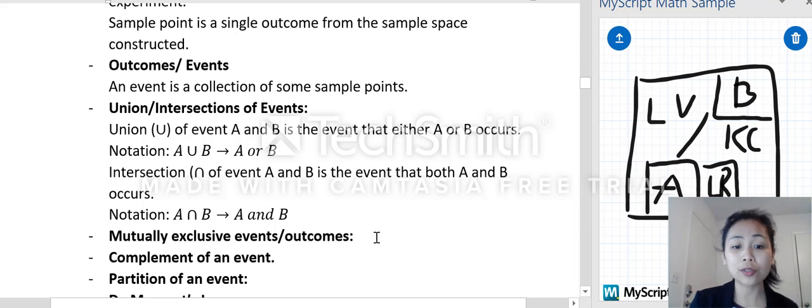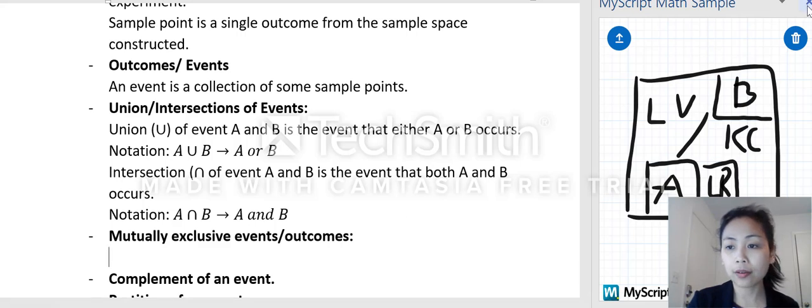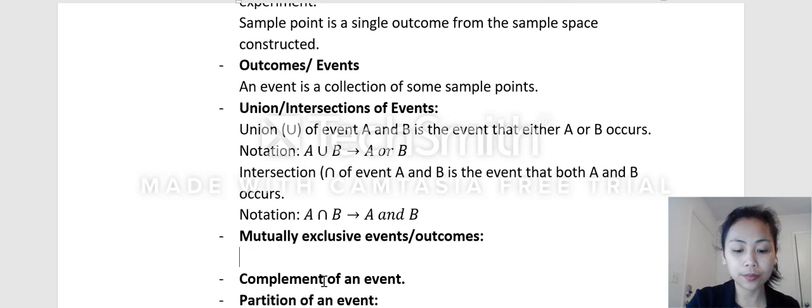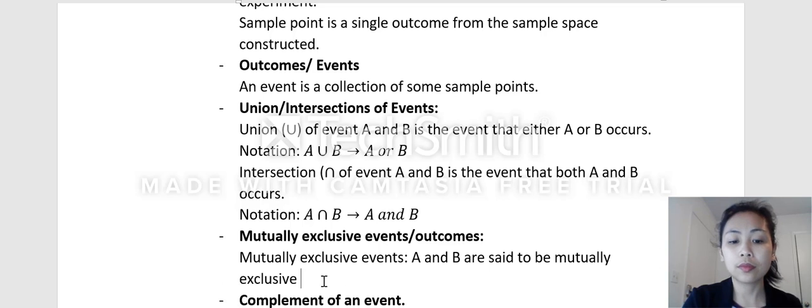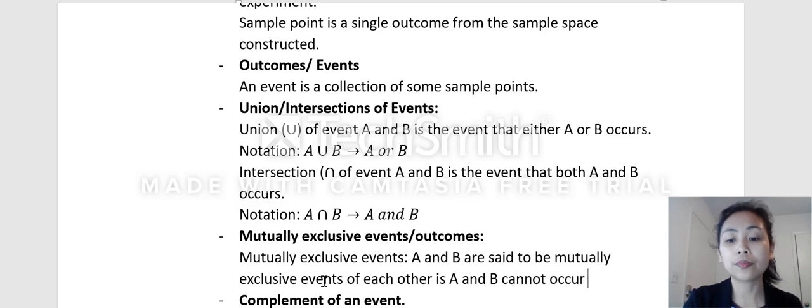Next, what are mutually exclusive events and outcomes? Mutually exclusive events are basically two events that cannot occur at the same time. So, mutually exclusive events: A and B are said to be mutually exclusive events of each other if A and B cannot occur at the same time.